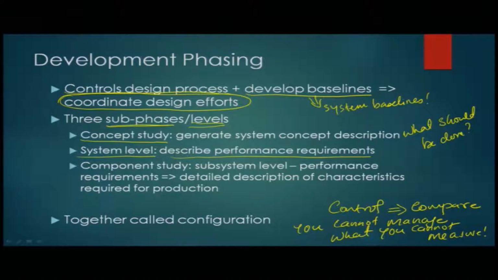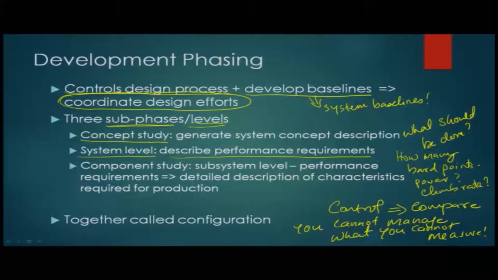So, if you take the previous example of an aircraft, then here you will be talking about how many hard points for carrying ammunition, power, climb rate. So, you are specifying the performance requirements of the system. How is the system going to perform in different conditions? From the concept stage you come to the system level, the translation: once you agree on the concept, you then say what the performance requirements of the system are.